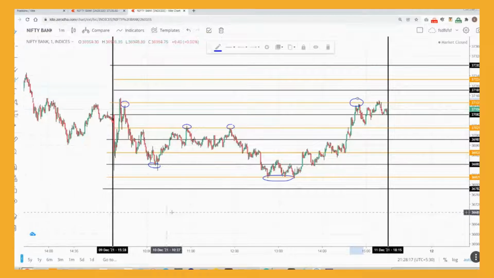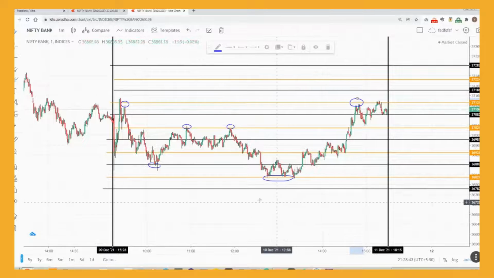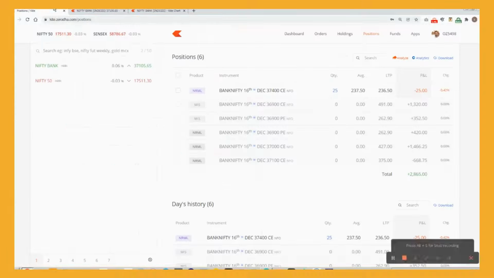So today the market was completely sideways. Usually what happens after 2 o'clock, the market becomes too volatile. So actually I thought of waiting a little bit more here. But Bank Nifty has again taken a support here. So I didn't want to take much risk. So I exited here.